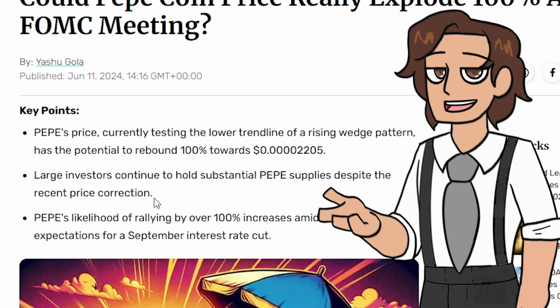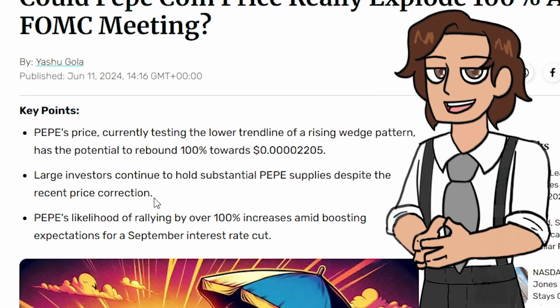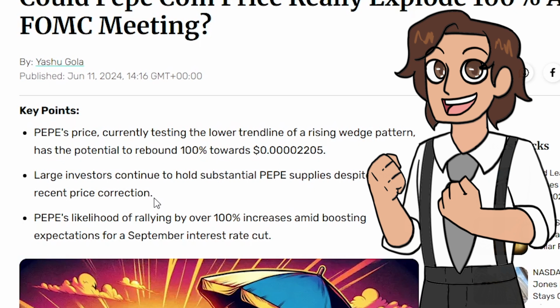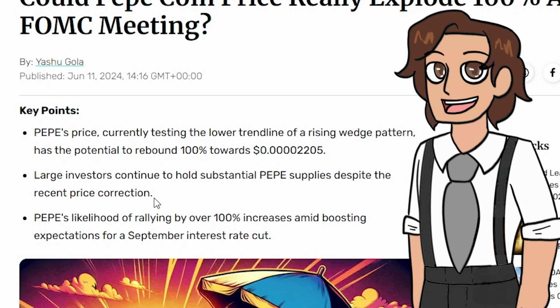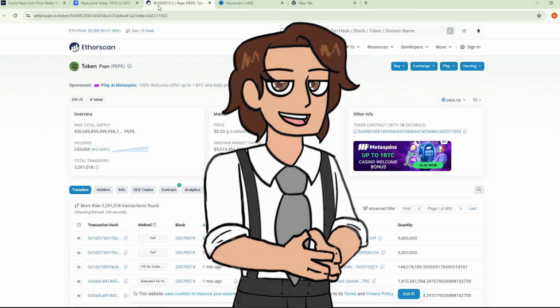It also says here that large investors are continuing to hold substantial Pepe supplies despite the recent price correction. Now, this is good because we want those big boys to hold on to their big bags, right? We don't want these big whales selling off their supplies. No, no. We want them to hold on, and that's exactly what they're doing. Lastly, it says here that Pepe's likelihood of a rally by over 100% increases amid boosting expectations for a September interest rate cut.